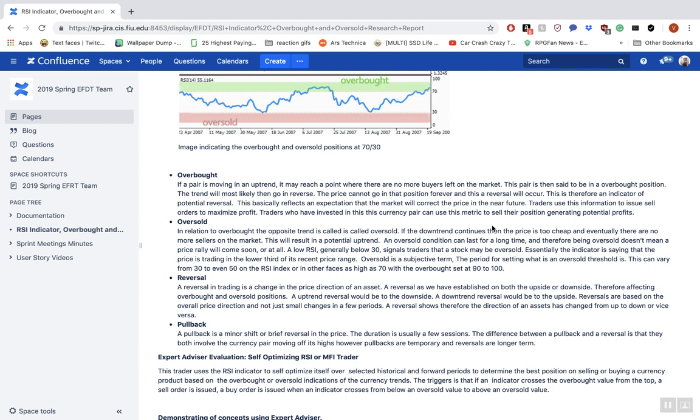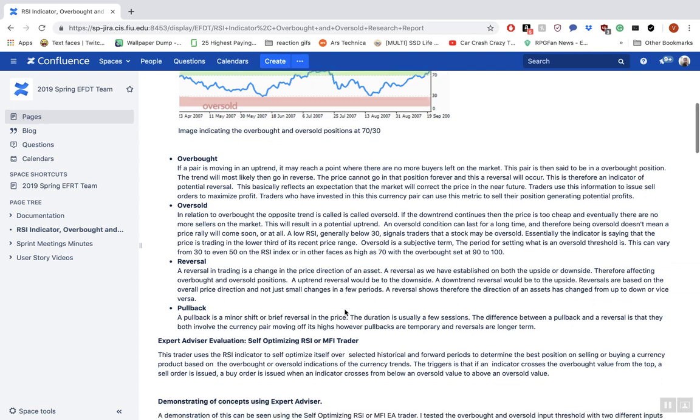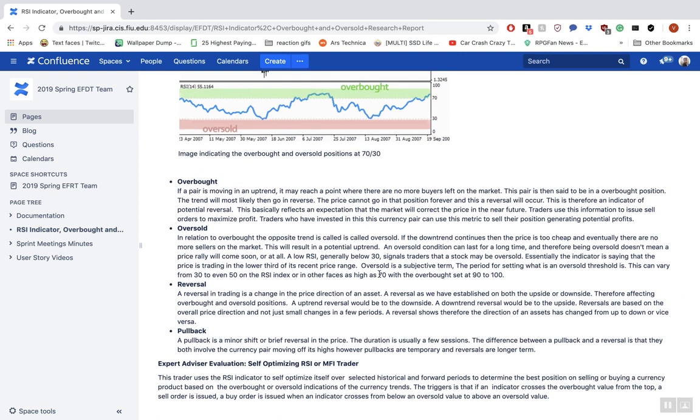What that means is that, for example, the typical setting for a position to be oversold is under the oscillating level of 30. However, research has shown, and in our own testing, that this number fluctuates depending on the period and the volatility of the market. It can range from 30 to even 50 on the RSI index, or in certain cases as high as 70, with the overbought set at 90 to 100.